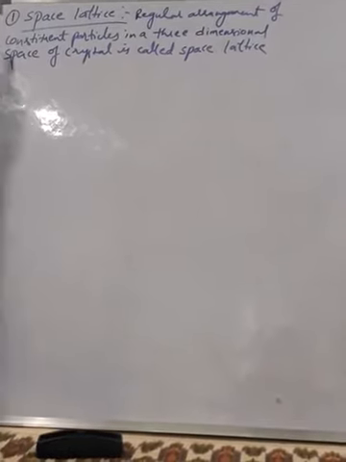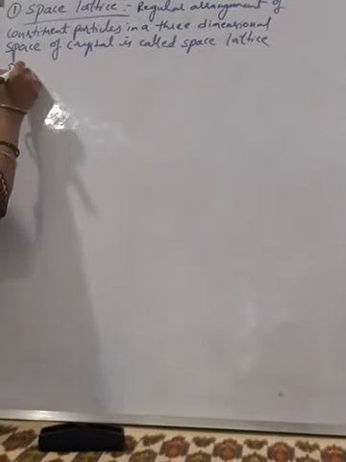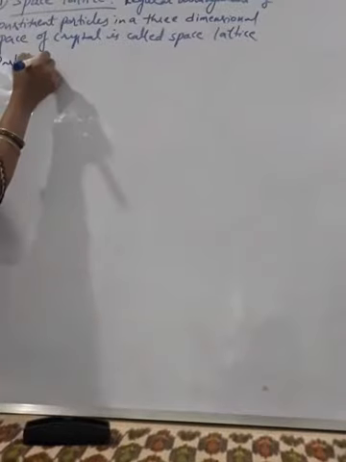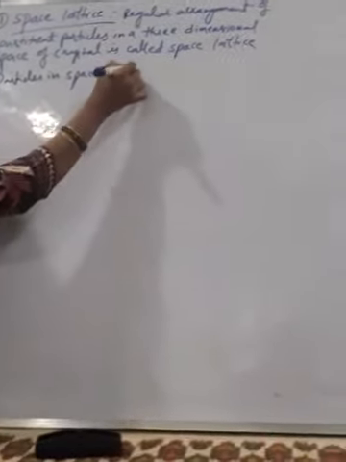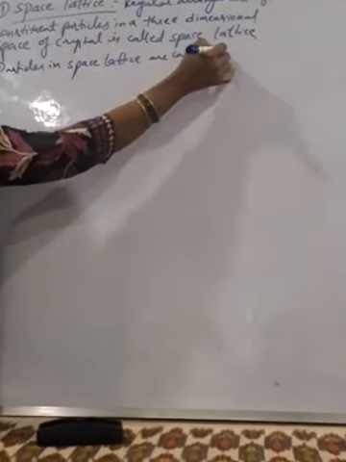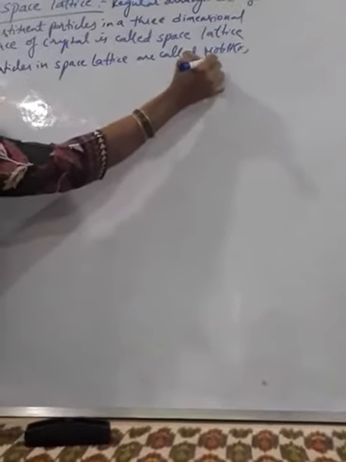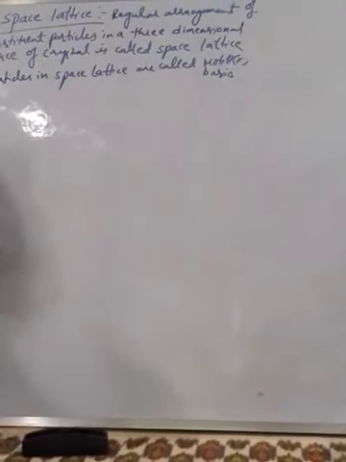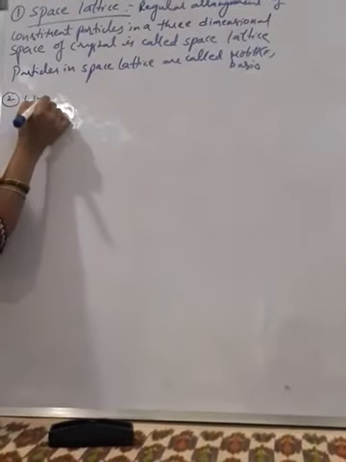Okay, so constituent particles which are present in crystal lattice or space lattice, they are also called as motif or basis. So these particles, constituent particles in space lattice are called motif or basis.